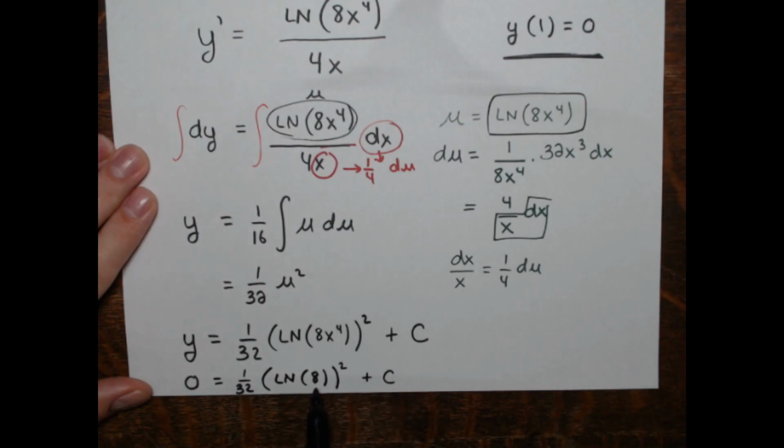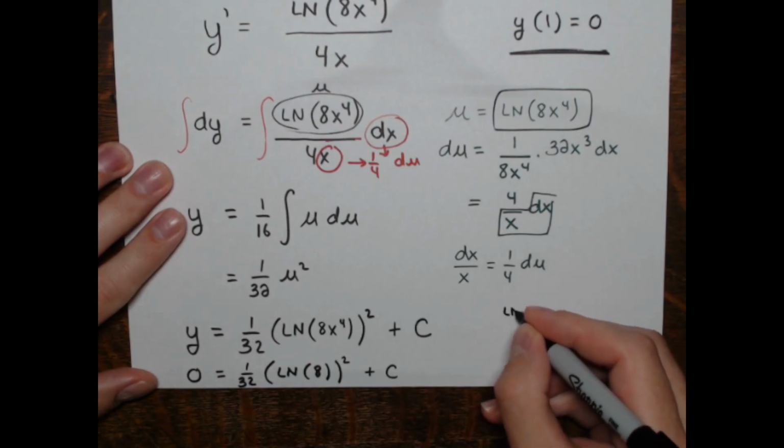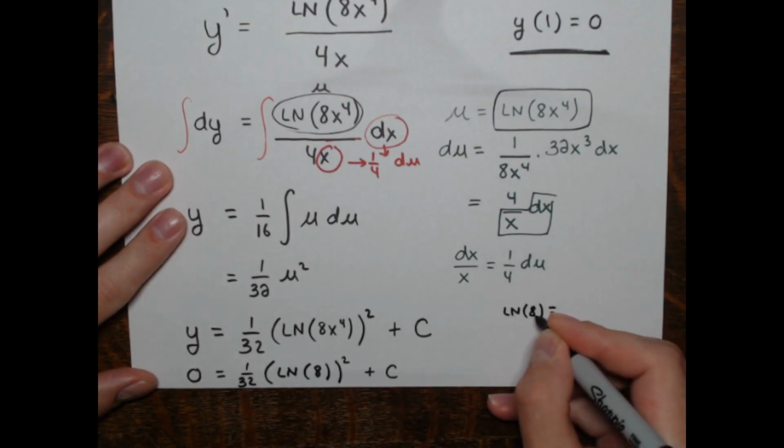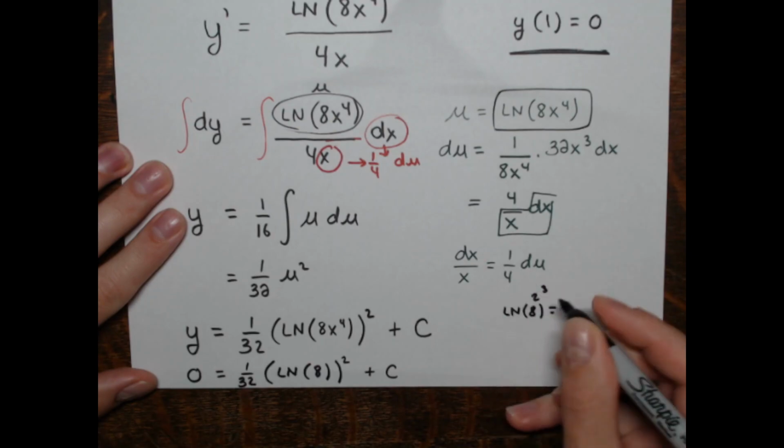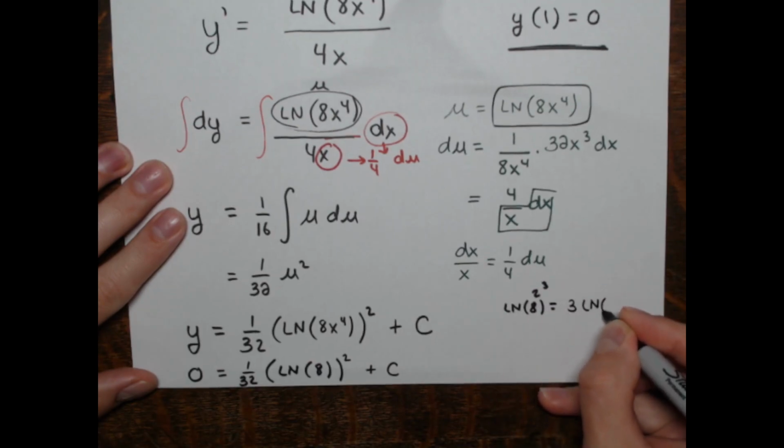Now the natural log of 8, you can leave it like that, say c would have to be the opposite of this, right? To subtract this. But I see something here, right? Natural log of 8. 8 is 2 cubed, and you can pull the 3 out. 3 times the natural log of 2.